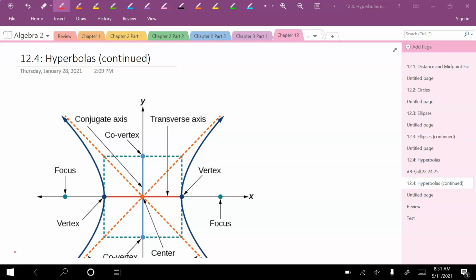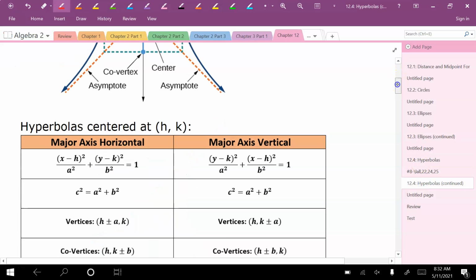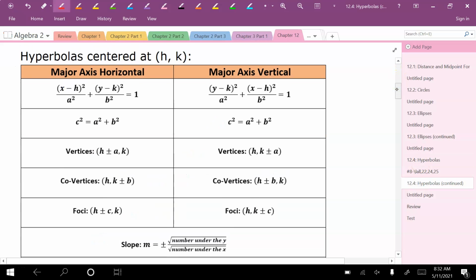Everything that we do is still the same, like how you find your a squared, your b squared, your c squared, all of those things that we talked about yesterday with hyperbolas centered at the origin. All of that is the same, except that your center has now changed. So you'll have something that looks like these equations here, where on the top you'll have x minus h, y minus k. So this again looks a lot like it did when we had ellipses. This is just showing us that the center is no longer 0, 0.